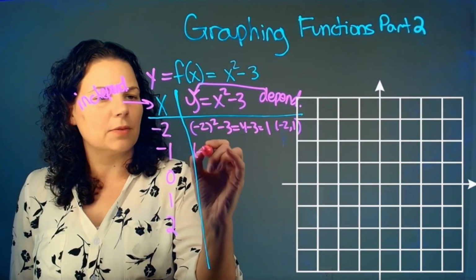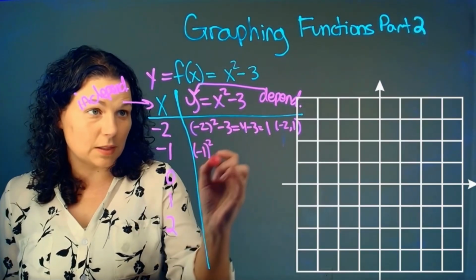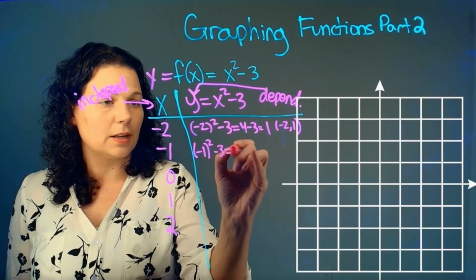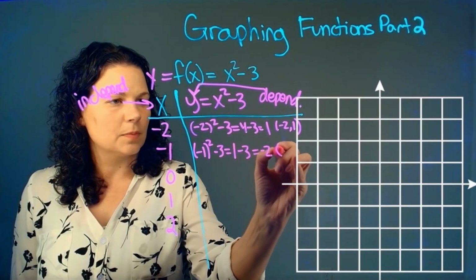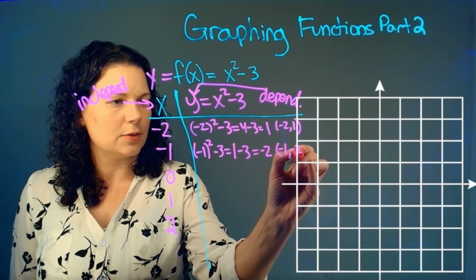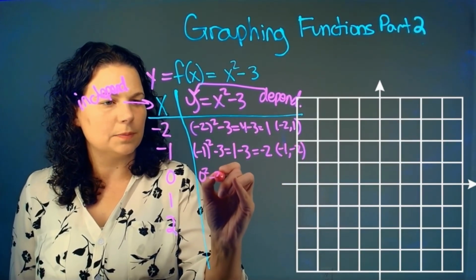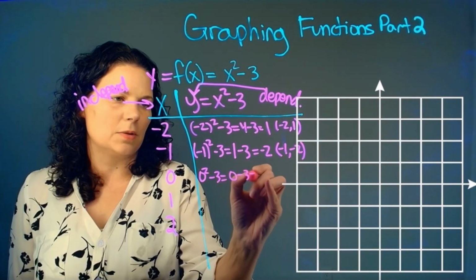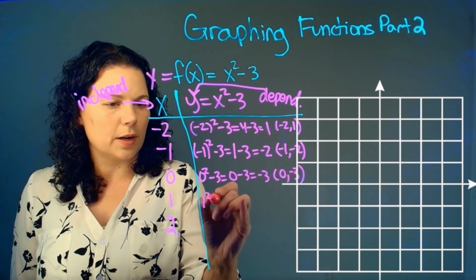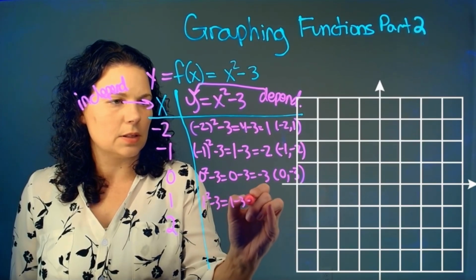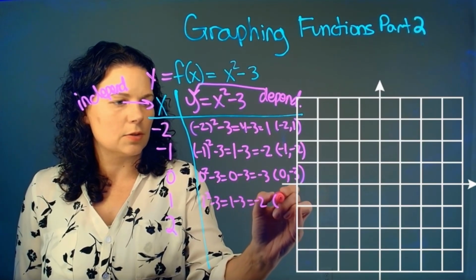And let's plug in -1 squared. Make sure you do those parentheses so you get the number right. -1 squared is 1 minus 3 gives me -2. So I get -1, -2. Plug in 0. I get 0 minus 3, which is -3. 1 squared is 1, minus 3 is -2. Huh, interesting, it repeats.